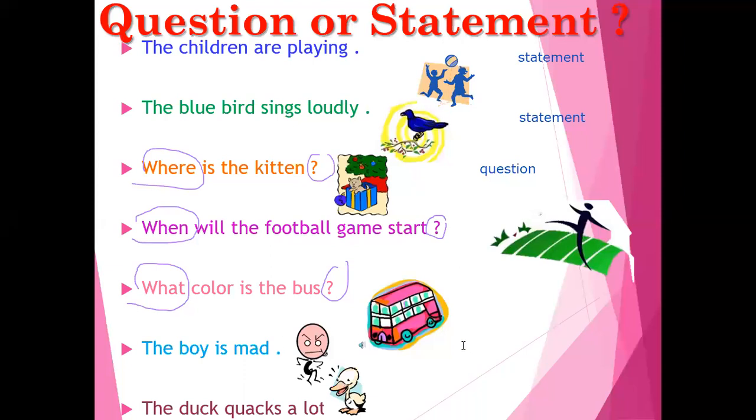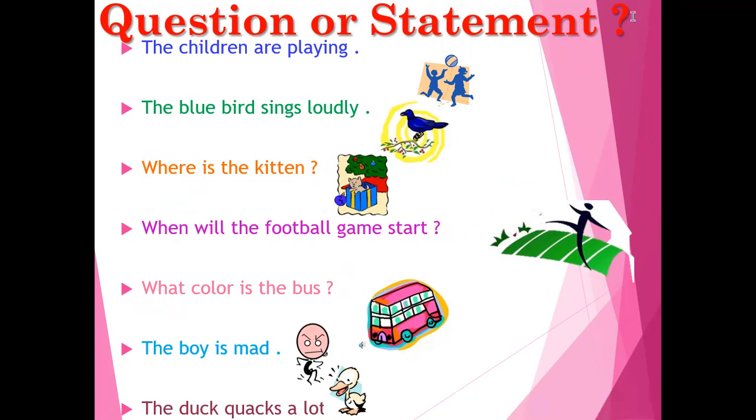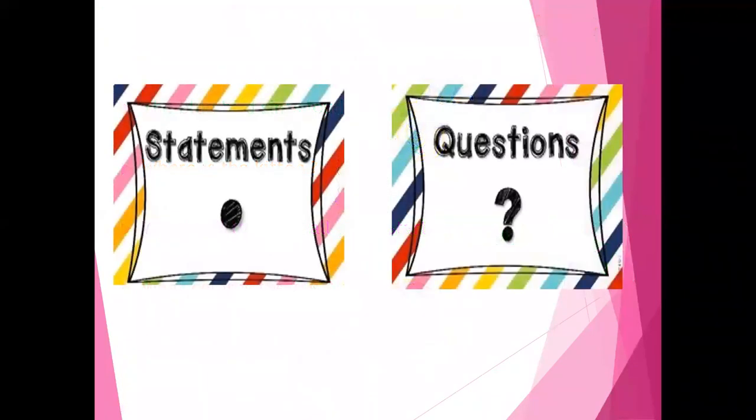So let's write statement. We forgot to write your question beside the question mark. For interrogative sentence, what color is the bus? Question or interrogative sentence. Here the duck quacks a lot. So here it's a statement because it tells us something. So don't forget the statement is a telling sentence. It tells us something or gives us information and it ends with a period.